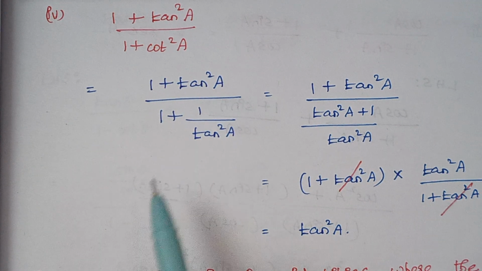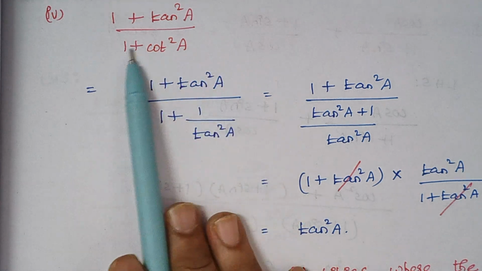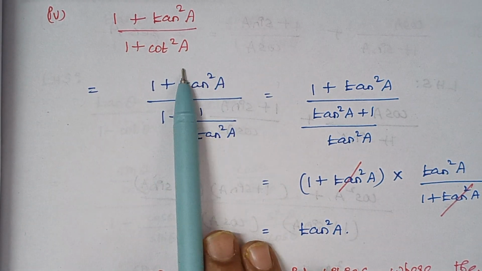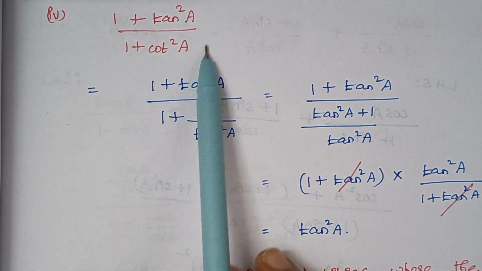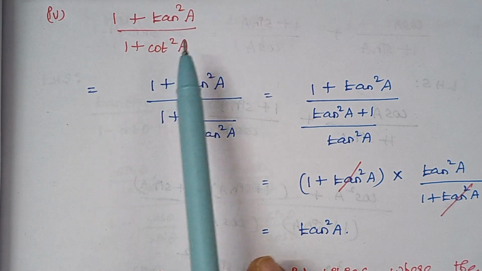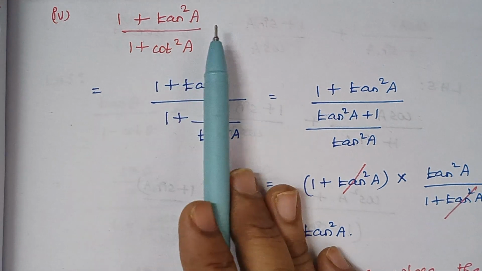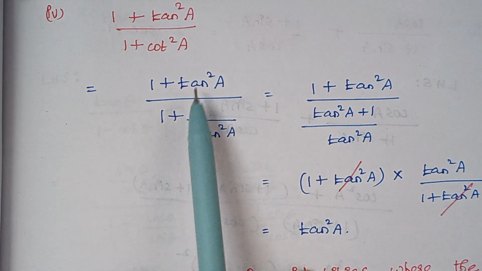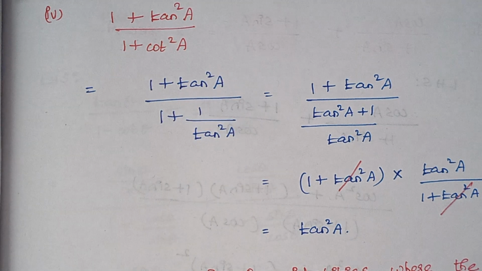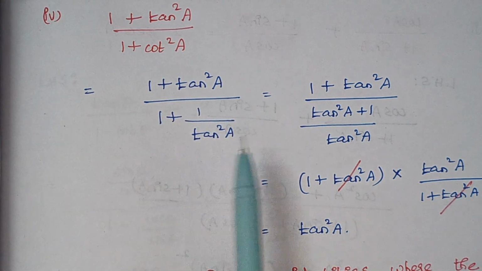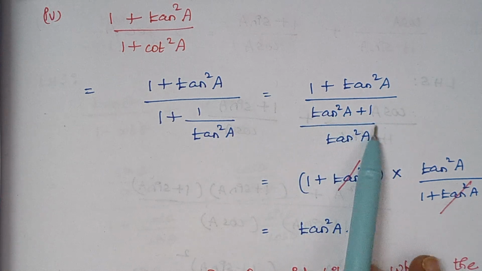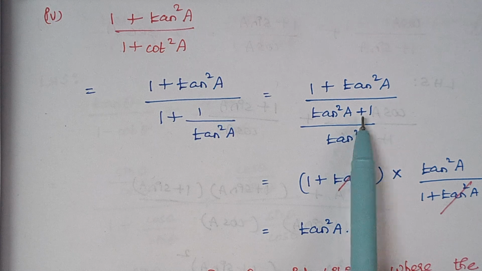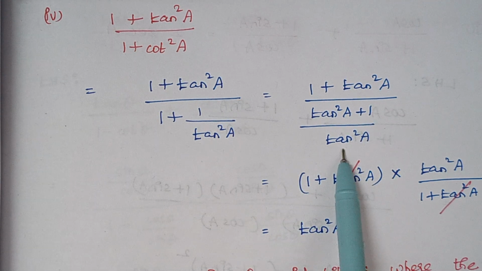We are moving to the last part, our fourth problem, that is (1 plus tan square A) divided by (1 plus cot square A). Right. So here I am writing this cot in the form of tan. The numerator we are keeping as such, and in the denominator, 1 plus cot square A becomes 1 plus 1 by tan square A. So the next step is we are going to take LCM for the denominator part. So 1 into tan square A becomes tan square A plus 1 divided by tan square A.